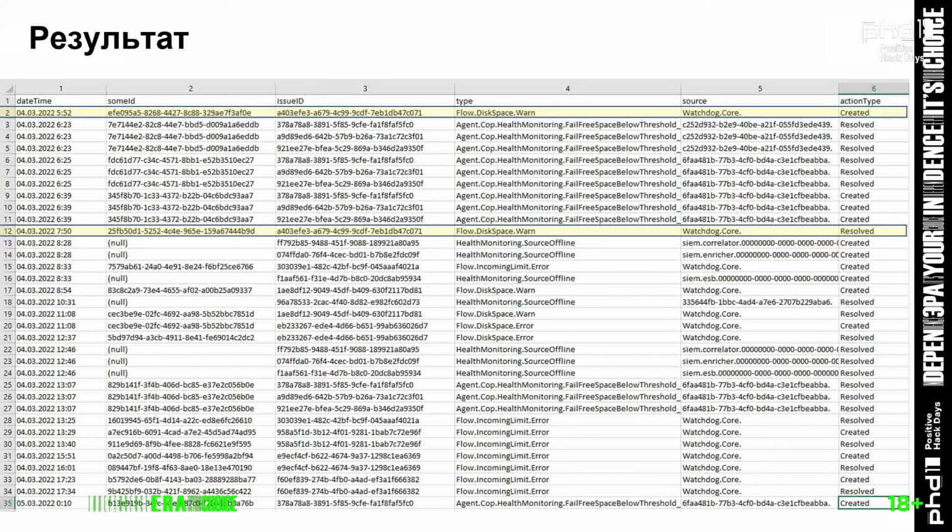So morning starts at 5:52, when we learn that disk space is close to depletion at the core level. This is a warn level notification. We still have time to address it, to delete information not needed. And we see that this issue was resolved within 7:50. So apparently, this issue is no more.